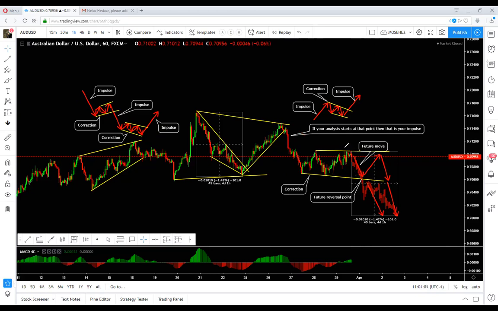If you enter this trade at this particular point, assuming this is your future wave and this is your future reversal point, this move can happen this way, then this way, then this way. But we are looking for this particular move.